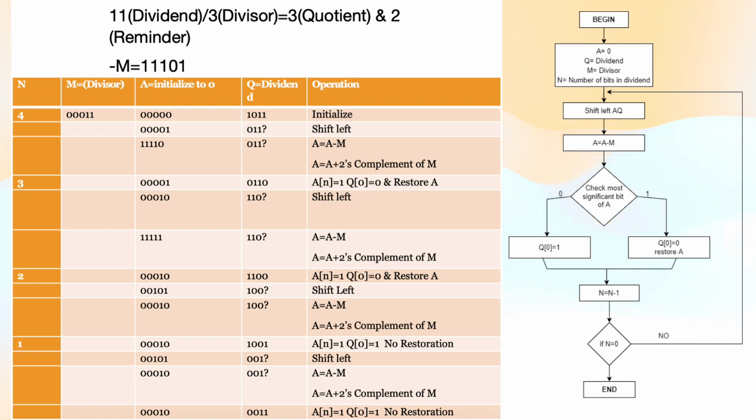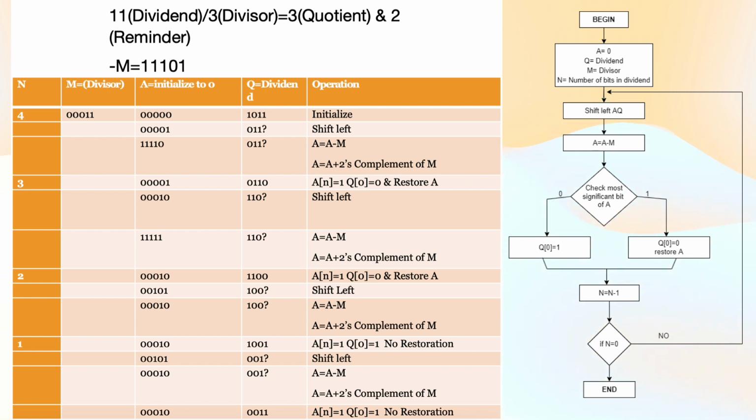So we will again perform the left shift operation. Then after that we will perform A = A - M, then A is changed to 11111. Then as the most significant digit of A is 1, we have to set the value of Q0 to 0 and restore A. So now the value of A is 00010, and we have to decrement the value of n to 2.